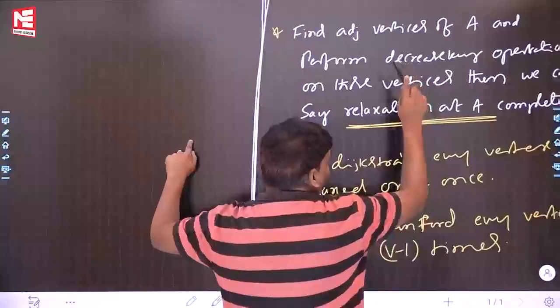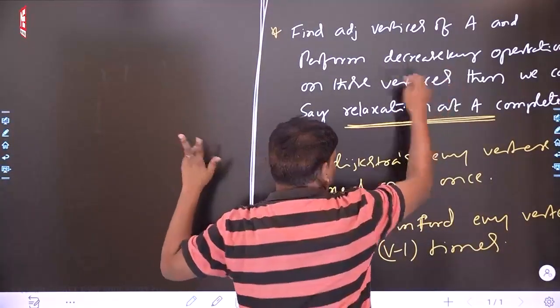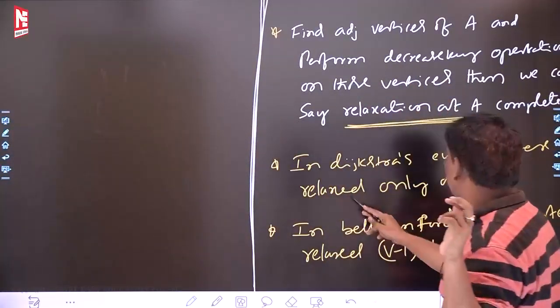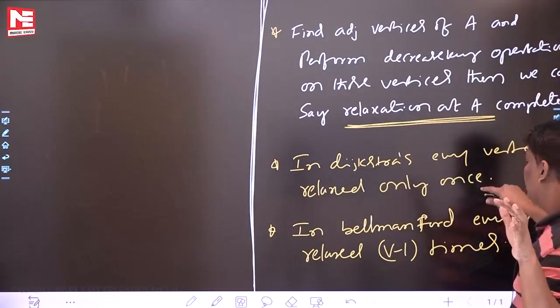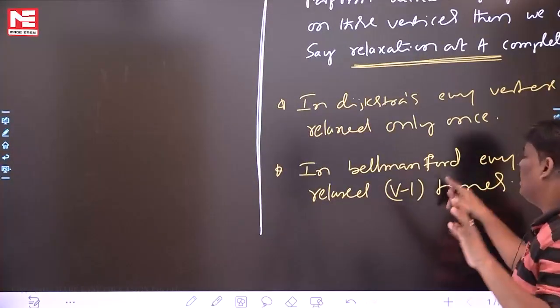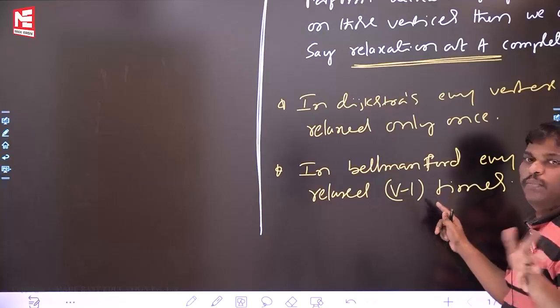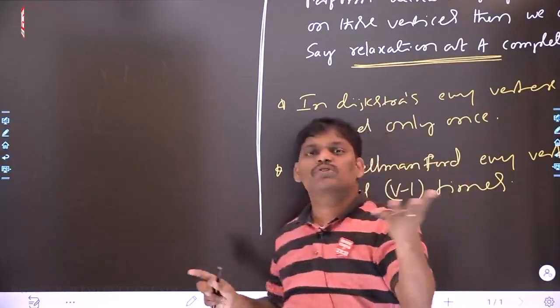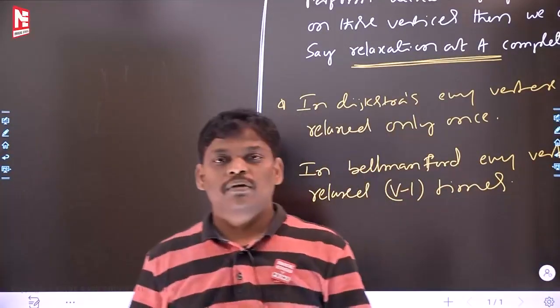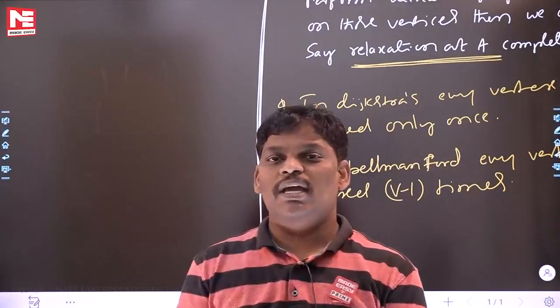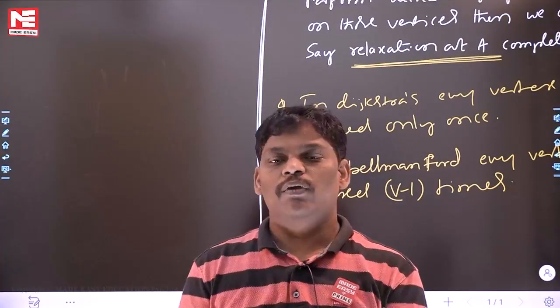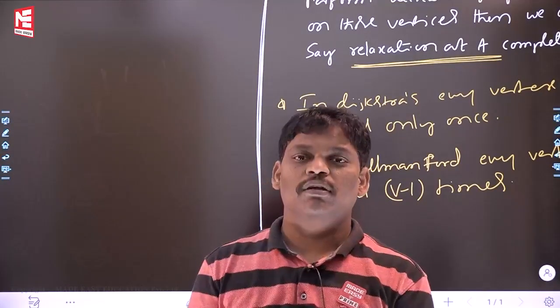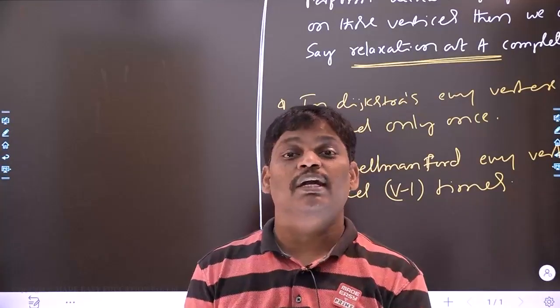What is the meaning of relaxation at A? I explained to you. Next one. In Dijkstra's, every vertex is relaxed only once. But in Bellman-Ford, it will be relaxed many times. How many times? V minus 1 times. Please be careful, that is only some technical word they kept. As soon as A comes out, find A's adjacent vertices and do the decrease key operation there. This whole story is called relaxation at A.